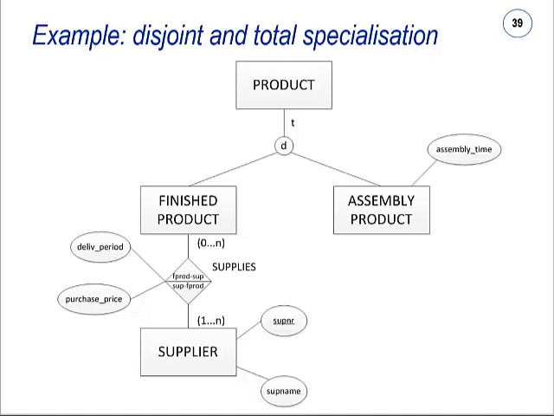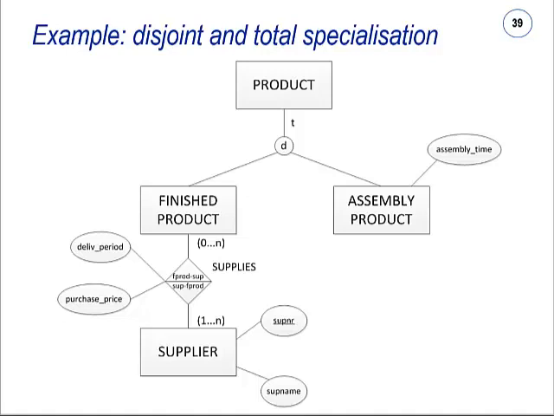A supplier has a supplier number and a supplier name. The relationship also has attribute types such as delivery period and purchase price. Let's now look at the qualification of the specialization. This is a specialization which is total, T. A product is either a finished product or an assembly product. All products are one of these. There are, in other words, no products which are neither a finished product or an assembly product.